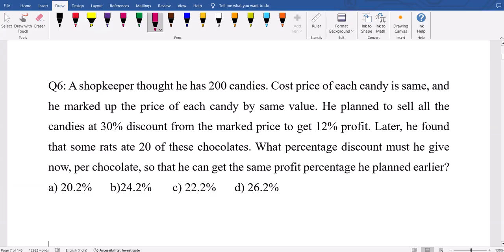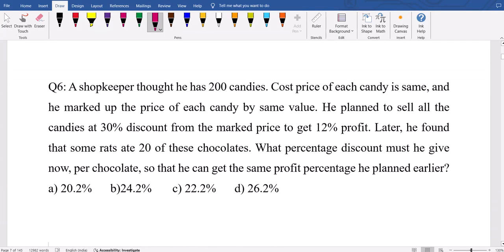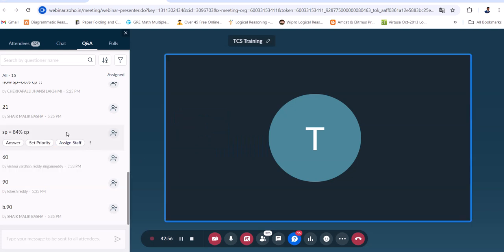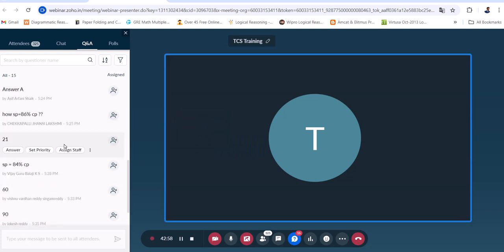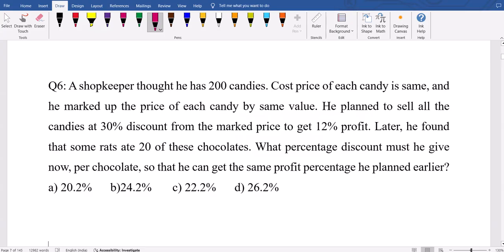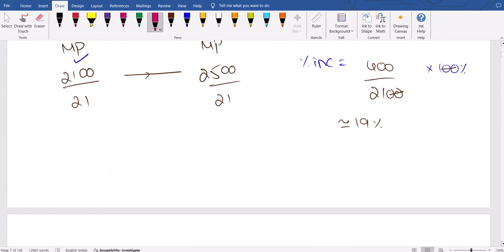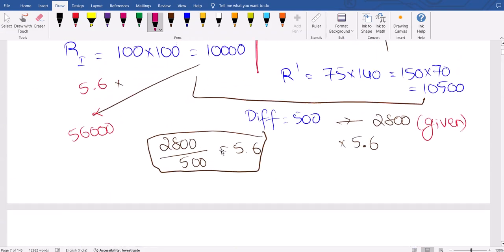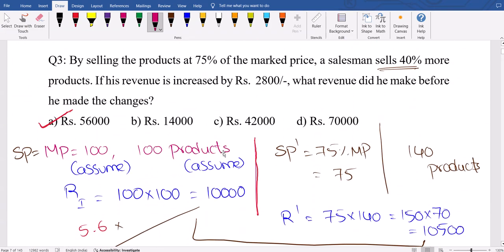Excellent. Not 60, 90. Yeah, 84% I had written instead of 86. Perfect. Once show the third question, sir. Yeah, this is the third question.